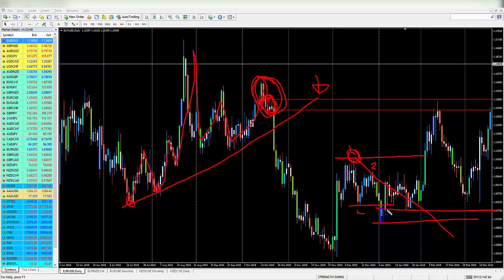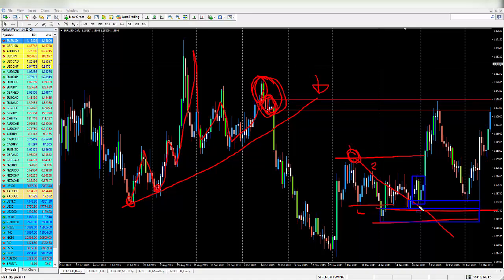The parent is here. So we had a reaction here on the first test, and the second test we reacted on this one here. So we had one test and then two tests, and on the third test price released to the upside. So this one here is the one that is responsible for taking out this high. So you have to always ask yourself which one is responsible for doing what.